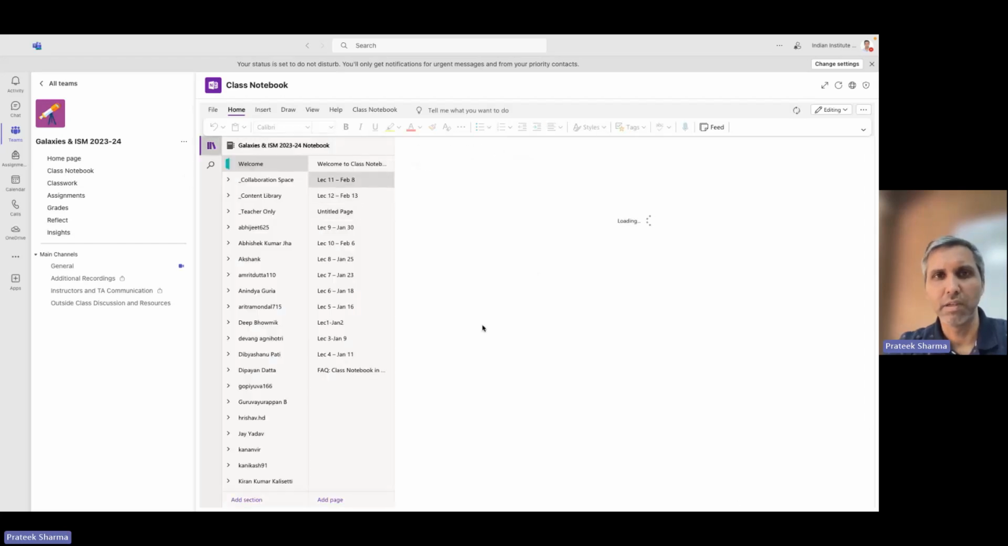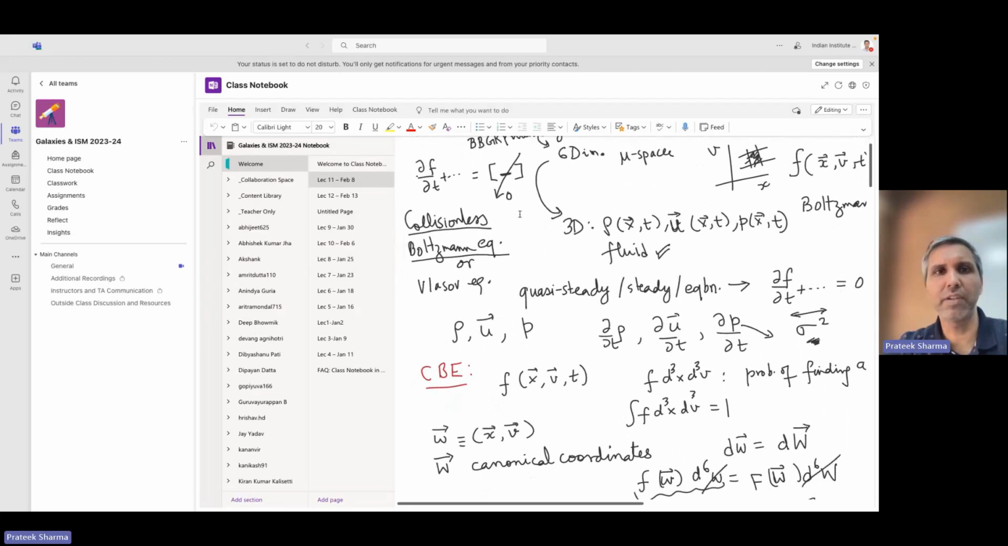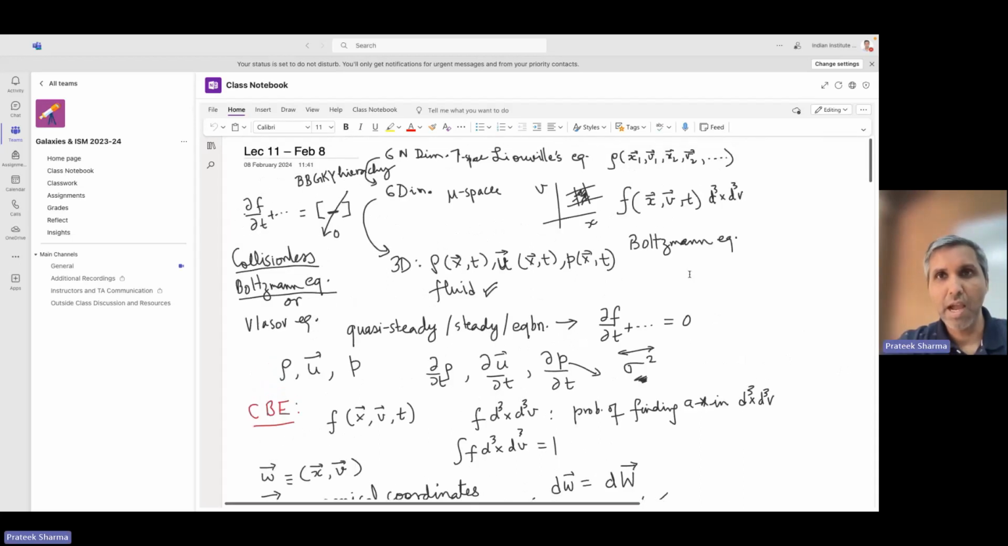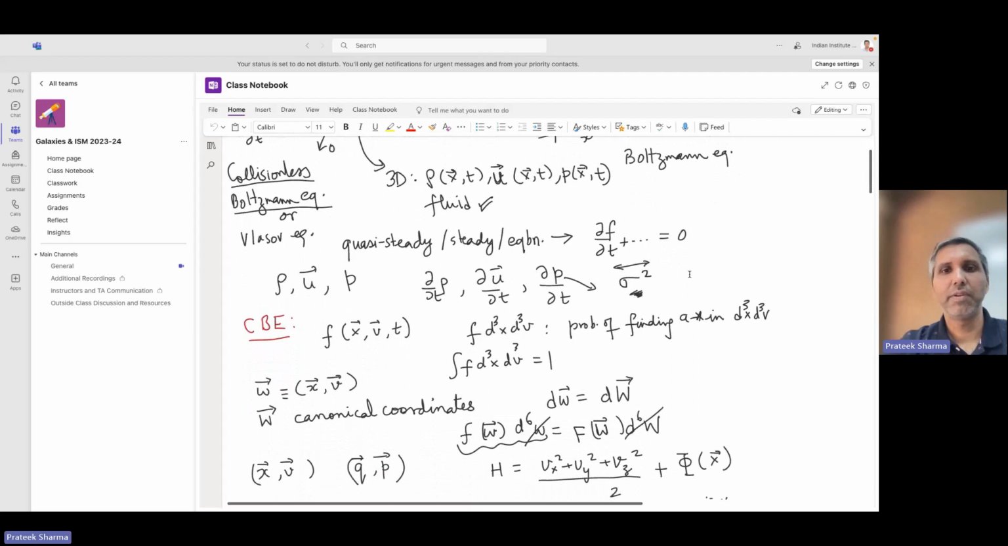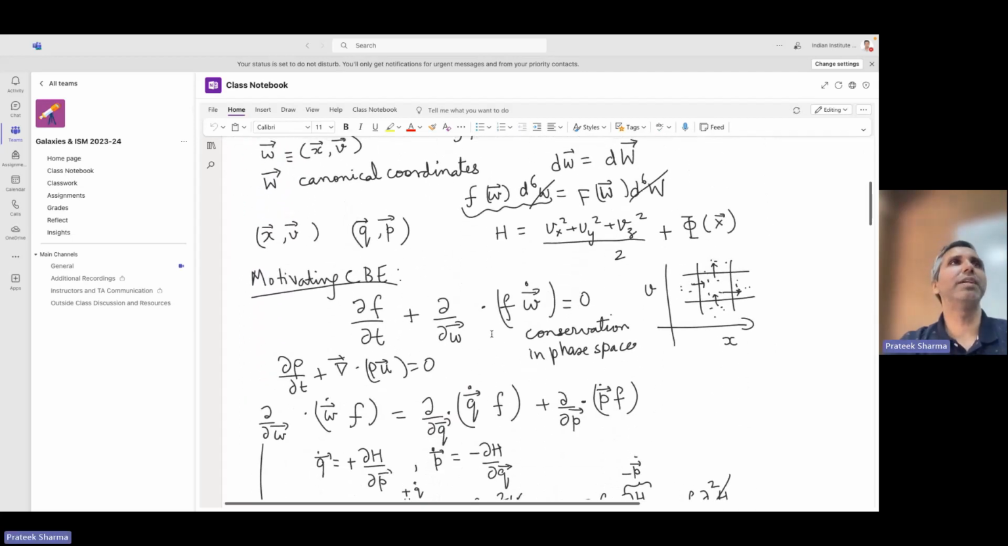We started with the collisionless Boltzmann equation, and the fact that it satisfies some sort of a continuity equation in the phase space. This f, you can think of it as the density of stars in the phase space, or you can think of it as the probability distribution of stars.